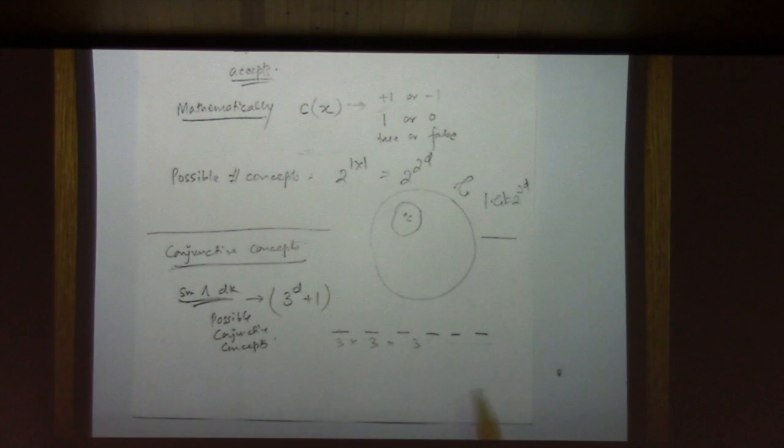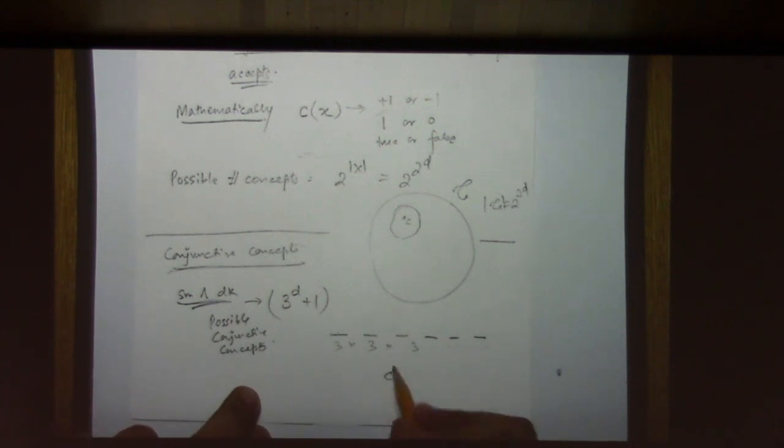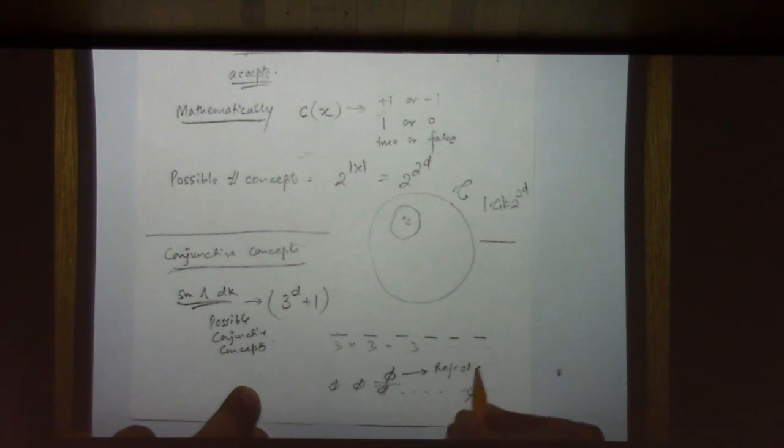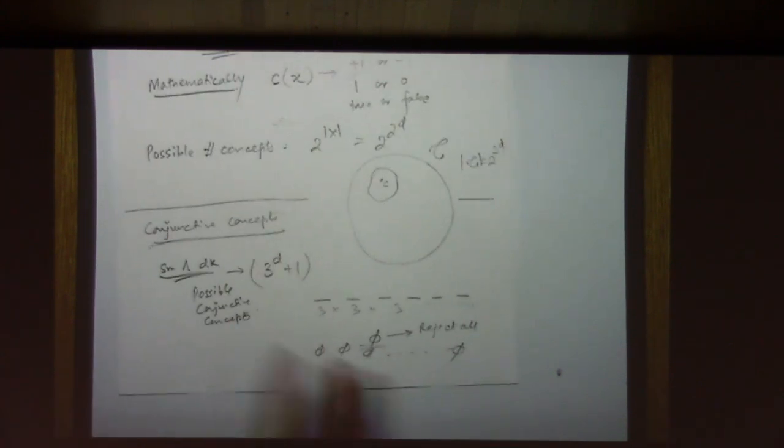Right? And then there is one special concept which cannot be expressed with this, in which you reject everything. No matter what the attribute values are, you just call it not malignant, right? So that's what we usually represent as a phi. It doesn't matter, right? So this is called a reject all. Which means that in total it will be 3 power d plus 1. All right. Any questions with that?